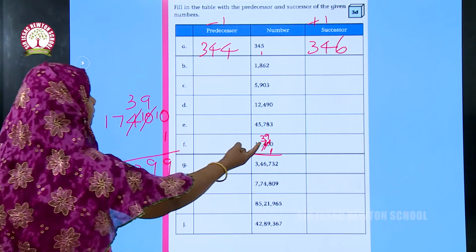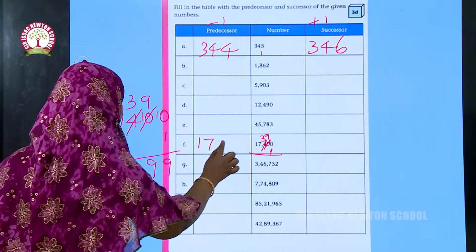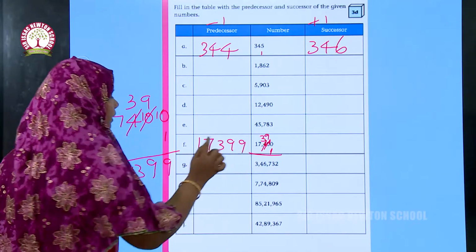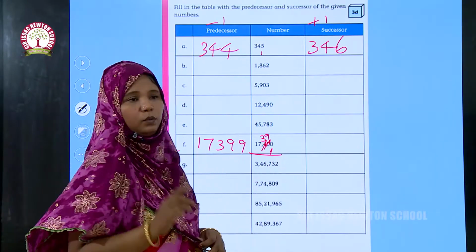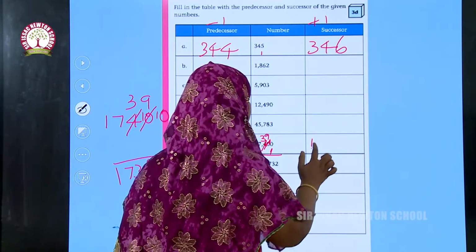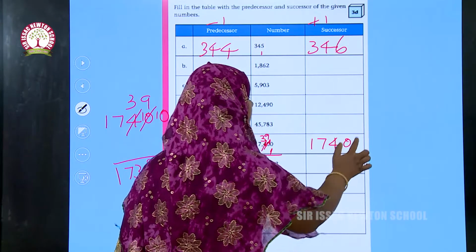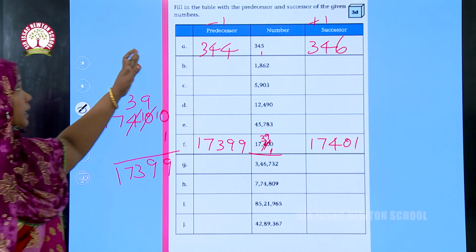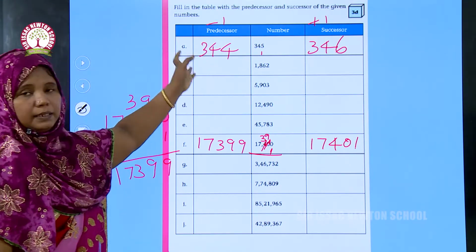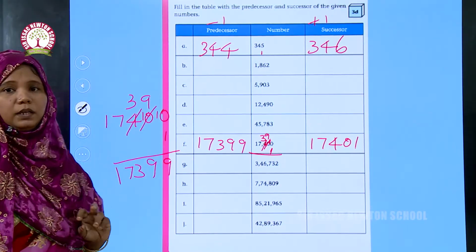So what is the predecessor for this? 17,399. And what is the successor? You add 1 to 400, it becomes 401. So 17,401. This is how we find the predecessor and the successor for the given number.